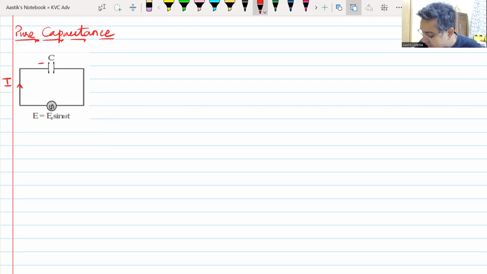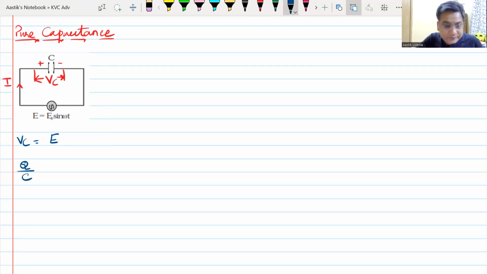Let us say this plate gets positively charged, this gets negatively charged, and there will be a potential drop across the capacitor. Let me call it VC. Do we understand this? Now, at any time in the circuit, I can write this VC will be equal to E. This VC, potential drop across the capacitor, is Q by C. Q equal to CV is the only formula that we have studied.